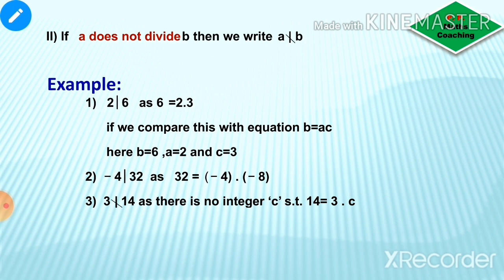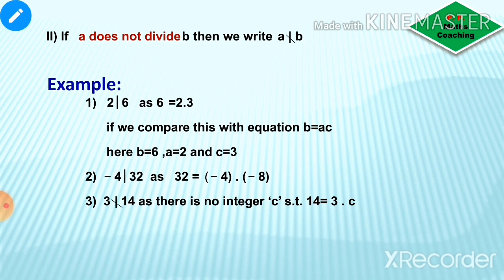Now next example, minus 4 divides 32, as 32 is equal to minus 4 into minus 8. 4 8s are 32. Here minus 4 and minus 8 are both integers.